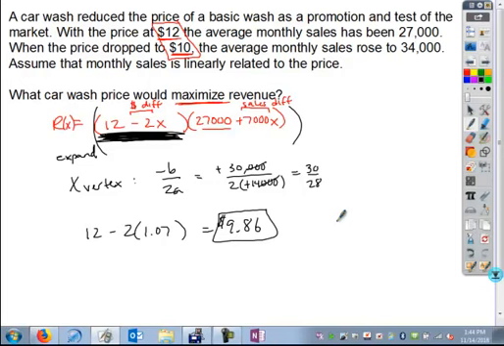All right, questions on the process that was used there? Okay, create your equation, expand it, convert, and solve for the x-coordinate of the vertex. And then once you have that x value, plug it back into the first part of your function, and that will give you your optimum price.